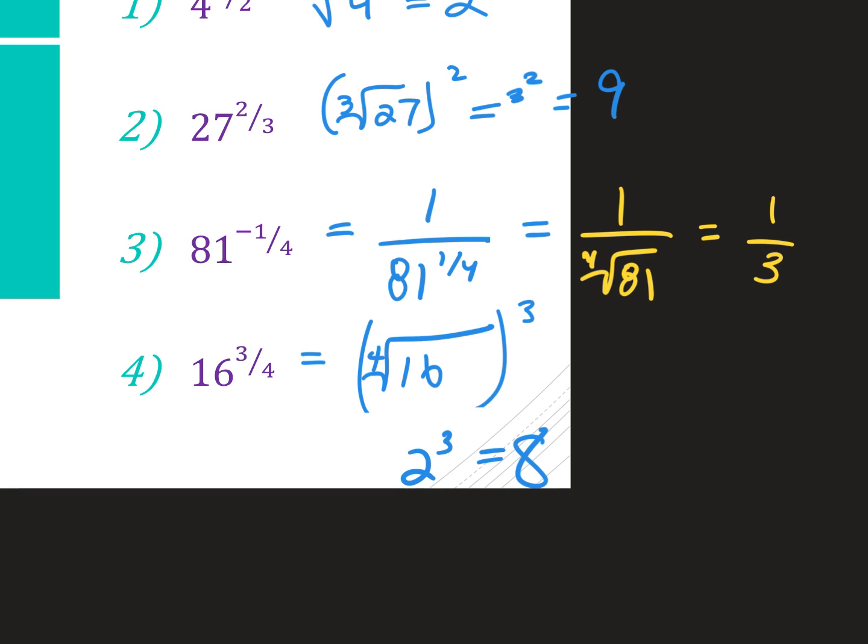Right now, Angel, right now this says this, right? In order to make negative exponents positive, you move them either from the numerator to the denominator or denominator to the numerator. So once we take this 81 to the negative 1/4 and we move it down here, your exponent becomes positive.